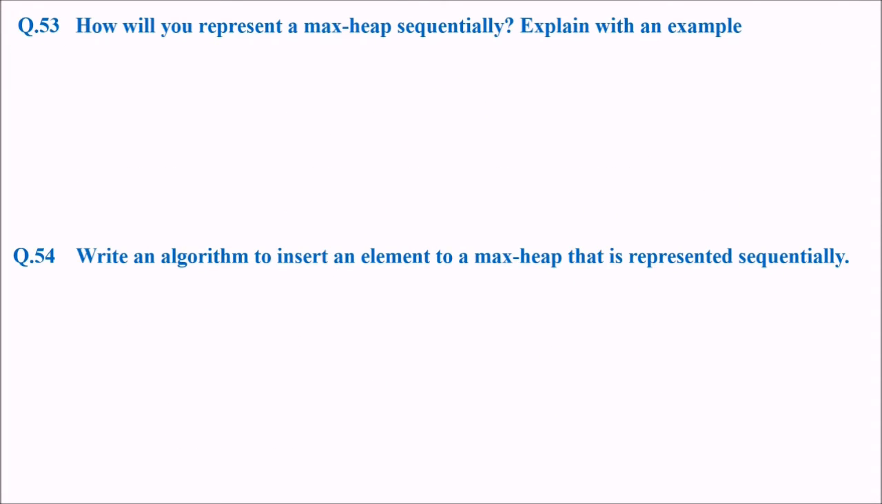How do you represent a max heap sequentially? Explain with an example. Max heap sequentially. So you know what a max heap is? It is a tree in which you have the highest element at the top, that is at the root. And because it is a binary tree, all the elements in the other nodes are always less than the root, and this goes recursively.